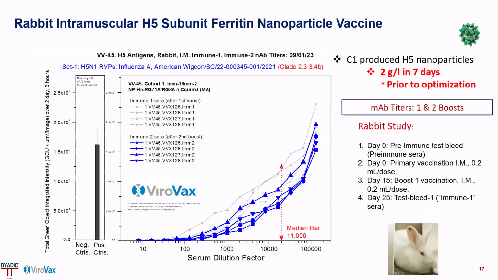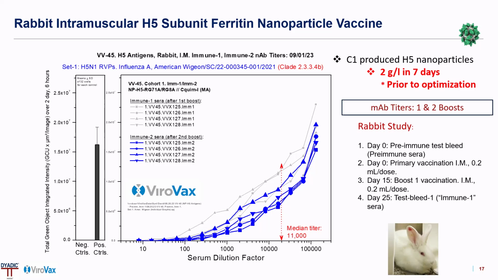So we did a study with a company called ViroVax, and ViroVax, by the way, develops adjuvants for inducing immune response. Worked with the NIH for the last 15 years, funded by the NIH here in the US. We developed what we call this H5 subunit ferritin nanoparticle vaccine. In this particular case, you can see that the immune response and the neutralizing antibodies were really, really through the roof. The median titer was 11,000.